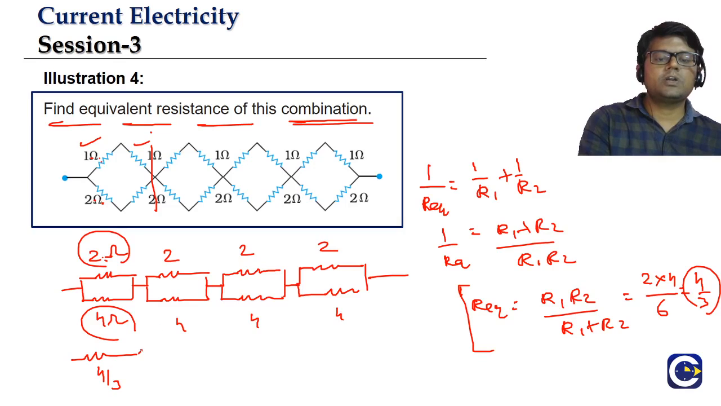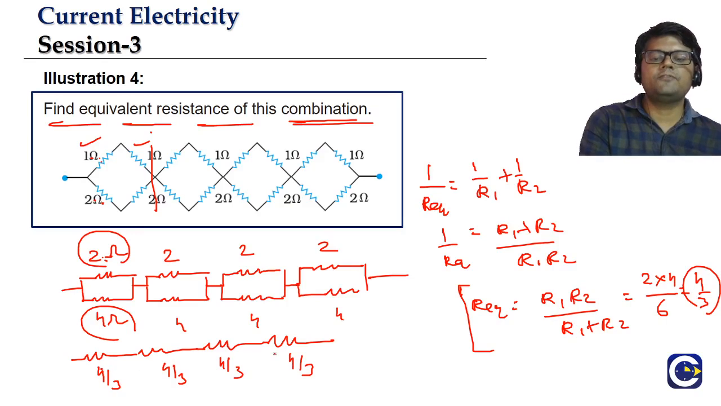Next part is also another 4 by 3. Next part is also another 4 by 3. Next part is also another 4 by 3. Now the final values are 4 by 3, 4 by 3, 4 by 3, 4 by 3. They are basically in series.